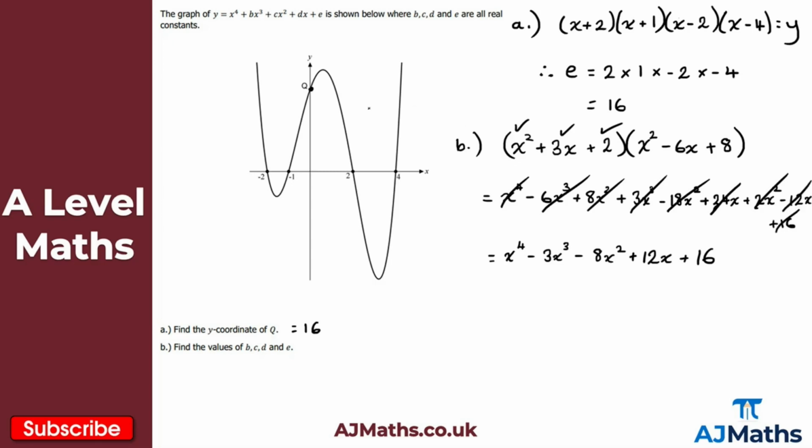So what we've got now is our fully expanded form here. And from here now, we can simply identify the values of b, c, d, and e. Notice b, c, d, and e are just the coefficients, with e being the last term here, this constant. So b is equal to the coefficient of x cubed, so that's minus 3. C is the coefficient of x squared, so that's minus 8. D is the coefficient of x, that's positive 12. And e, finally, is just 16. And we worked out e in part A anyway. You can see that here, so e is 16.